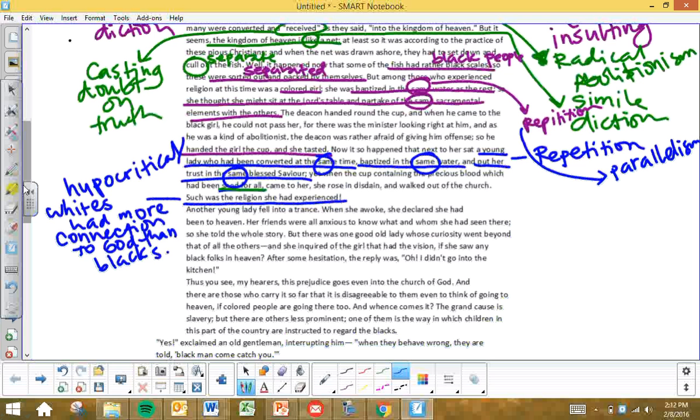She wrote down what associations she could bring, anxious to know what she should see. So she told the whole story. But there was one good old lady whose curiosity was unlimited. She thought to herself, as it is.